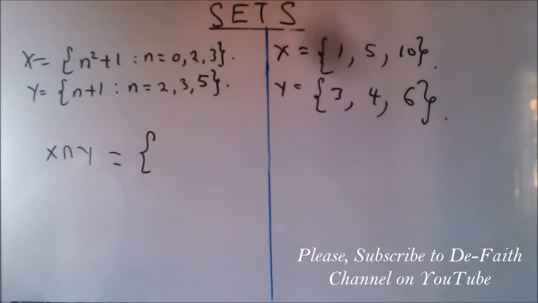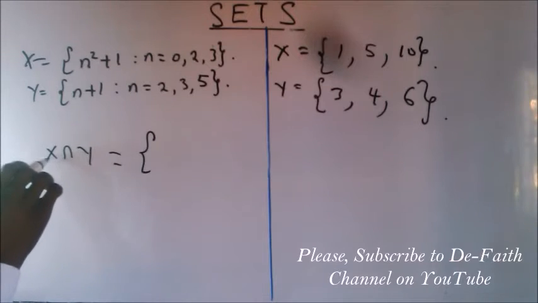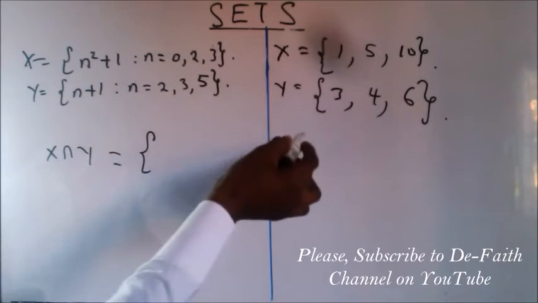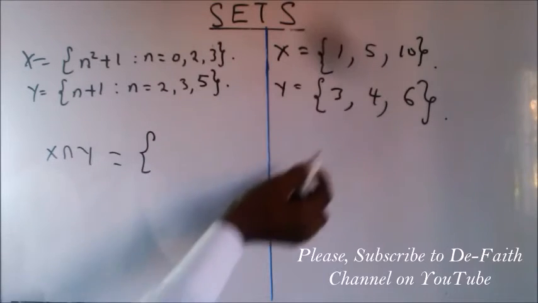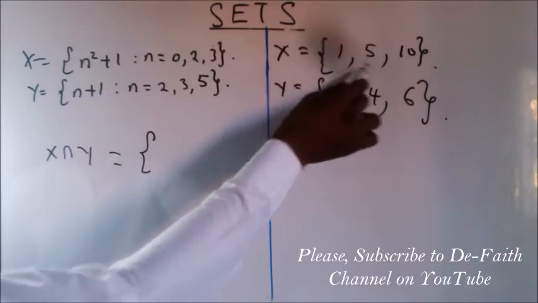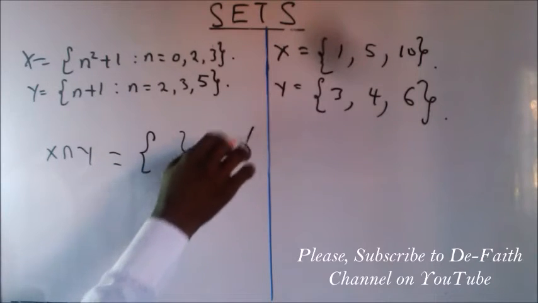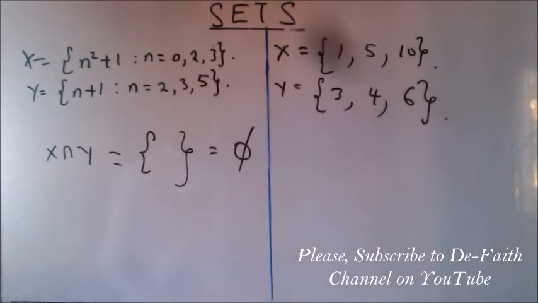Now we have to find x intersection y. Now x intersection y are what is common between x and y. And when we look at it carefully, there is nothing common between x and y, and so we have an empty set. So that is the final answer.